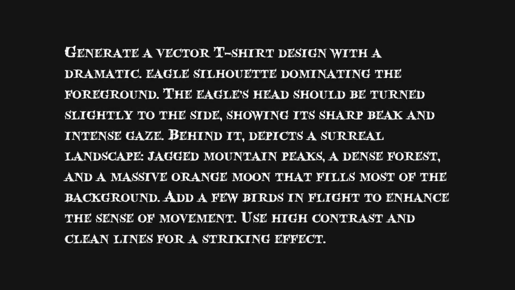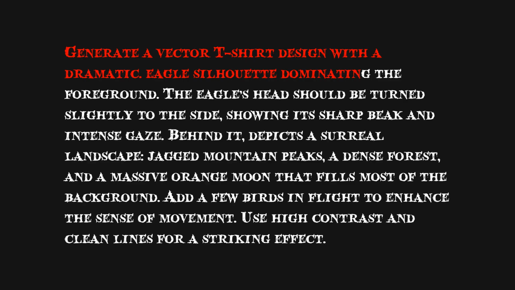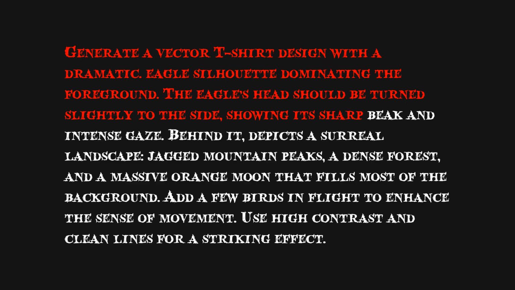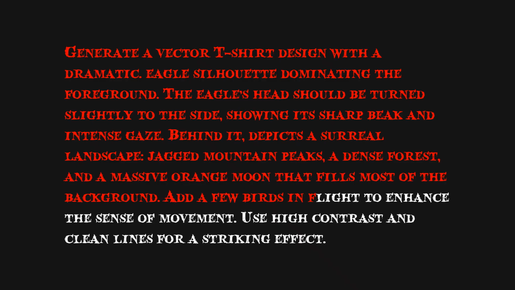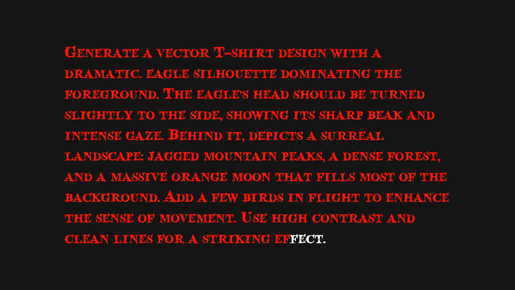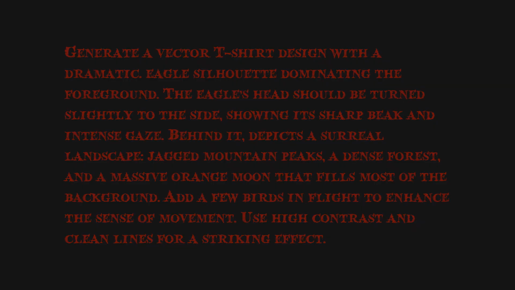Generate a vector t-shirt design with a dramatic eagle silhouette dominating the foreground. The eagle's head should be turned slightly to the side, showing its sharp beak and intense gaze. Behind it, depict a surreal landscape, jagged mountain peaks, a dense forest, and a massive orange moon that fills most of the background. Add a few birds in flight to enhance the sense of movement. Use high contrast and clean lines for a striking effect.